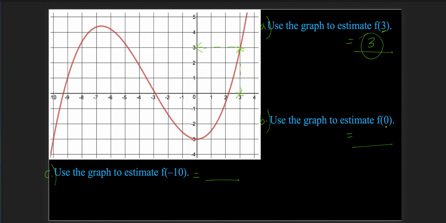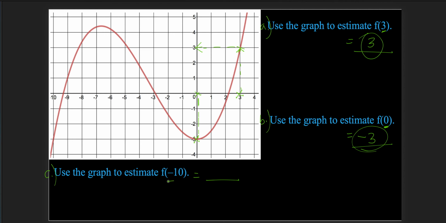For B, we have 0 again in the x spot, so we're going to go to 0 on the x-axis right here, and we're going to go down because that's where it hits our graph, and see where that hits on the y-axis, and that's negative 3. So we're right on the y-axis. That's what we're doing, is reading the y value in the end, so it's negative 3.